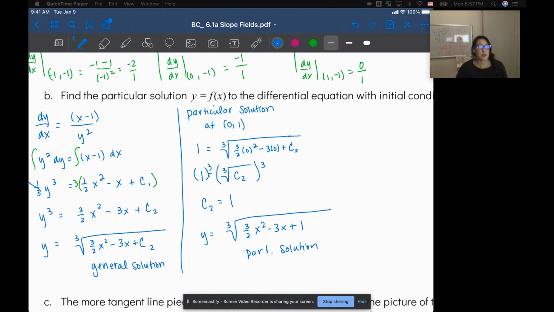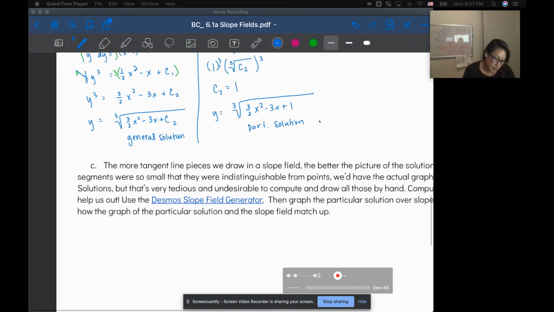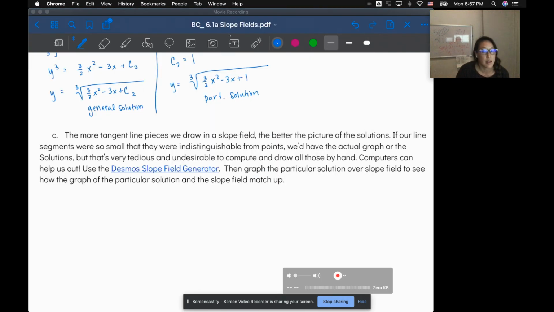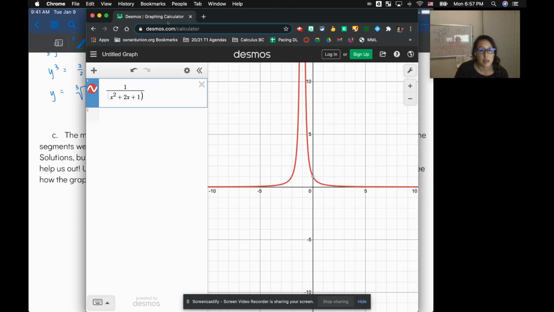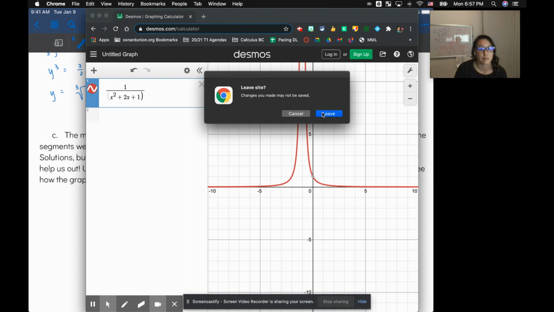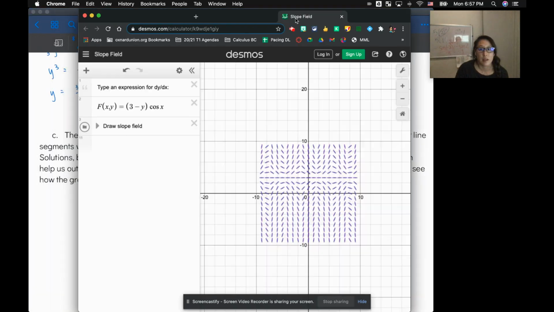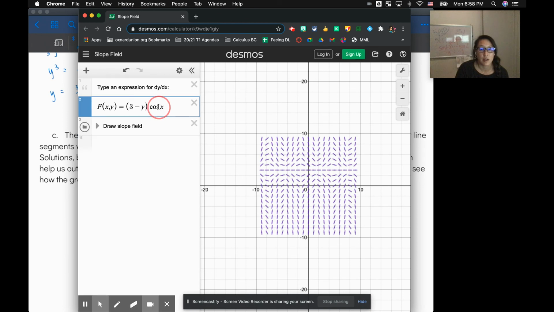Okay, the present. Slope fields by hand are very tedious to draw. So I found you a calculator. Okay, here is a slope field. Just kidding, let's try that again. Okay, here is a slope field calculator.